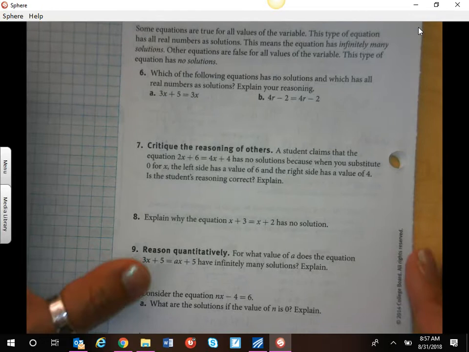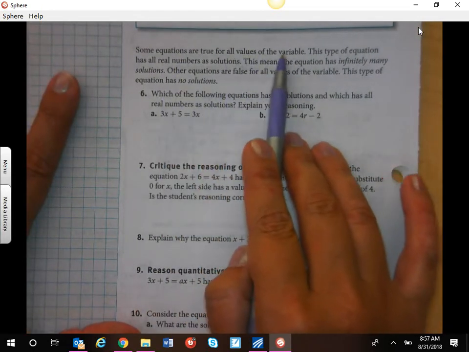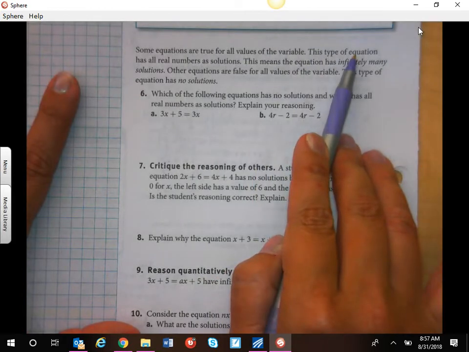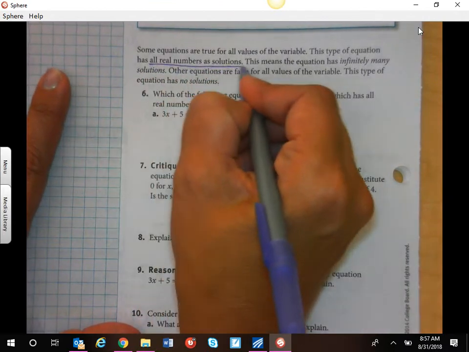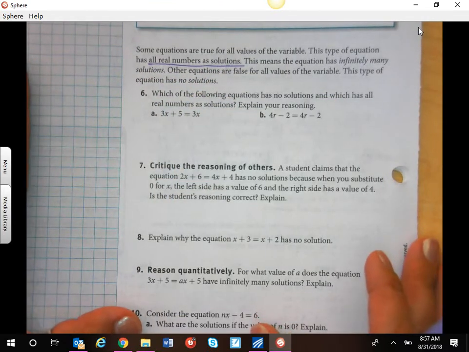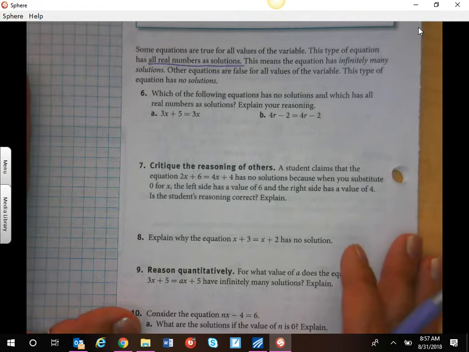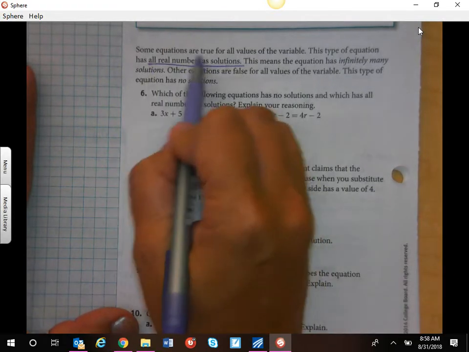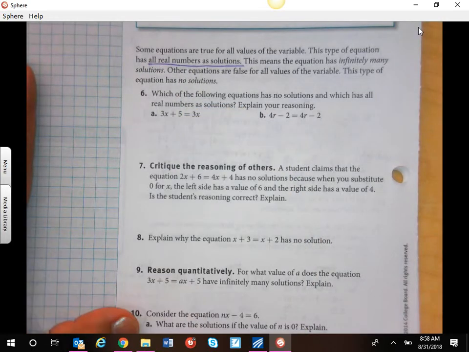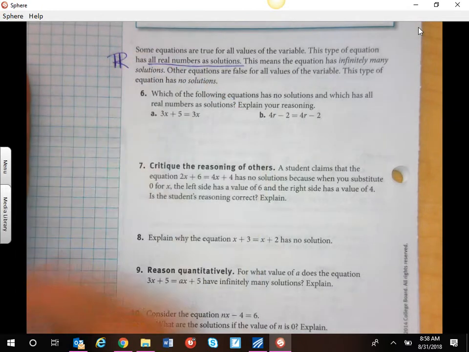I want to introduce another vocabulary word to you. Some equations are true for all values of the variable. This type of equation has all real numbers as solutions. And all real numbers means that it can be a fraction, a decimal, a percent, an integer, a whole number, whatever, and it will work. Now, all real numbers, you're going to see this a lot. There's a special math symbol for all real numbers. It is an R with a double line.